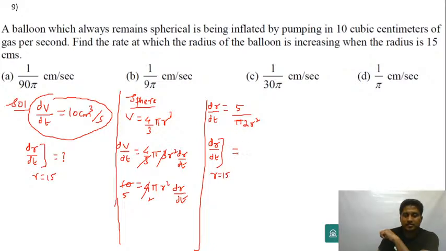So this can be written as 5 divided by 2 pi into 15 square. 15 square can be written as 15 into 15. This will cancel 3 times. This is equal to 1 upon 90 pi. So it should be centimeter per second.